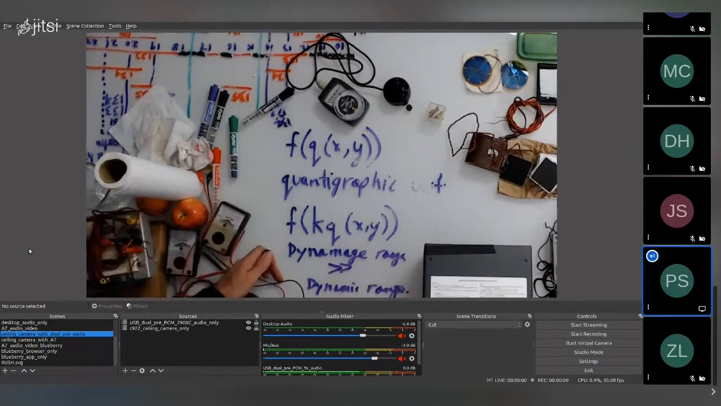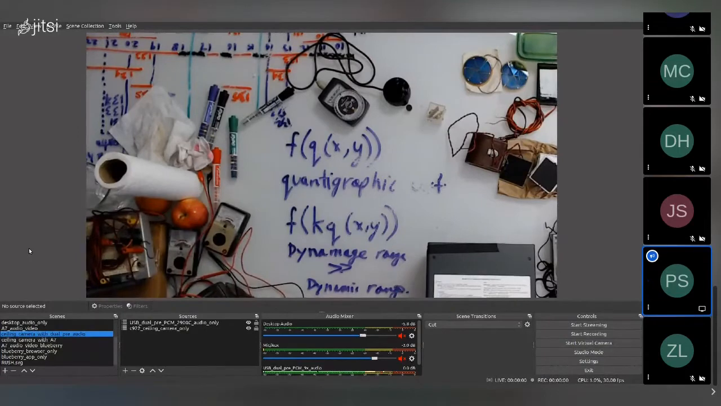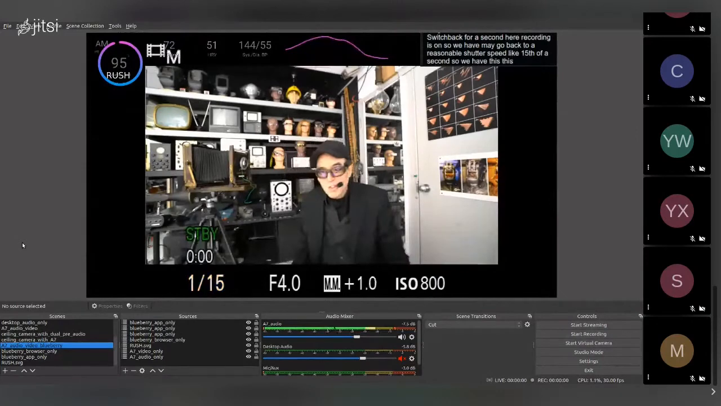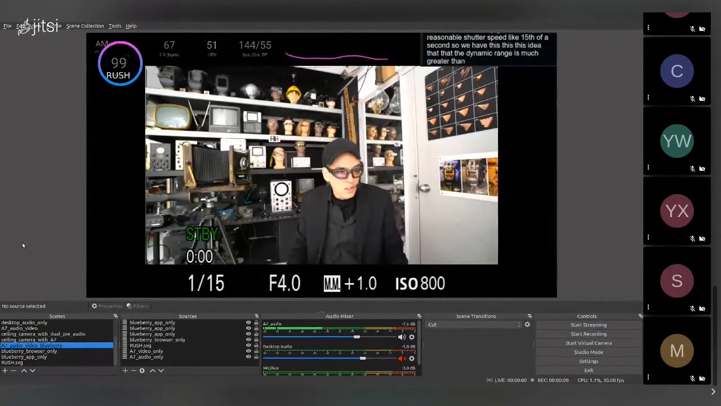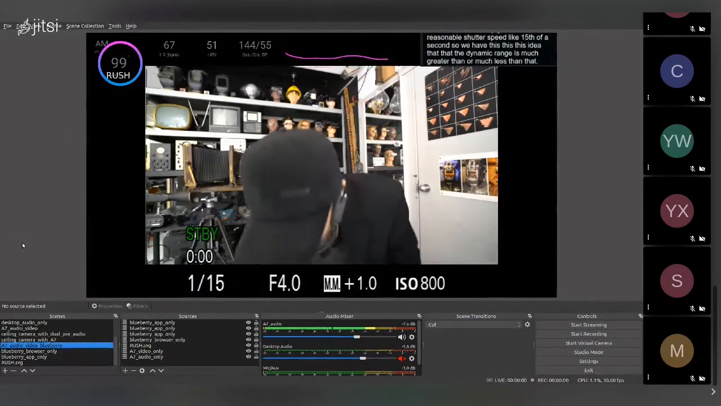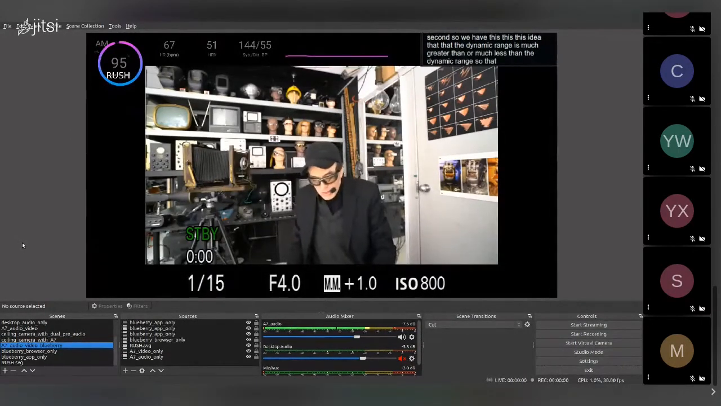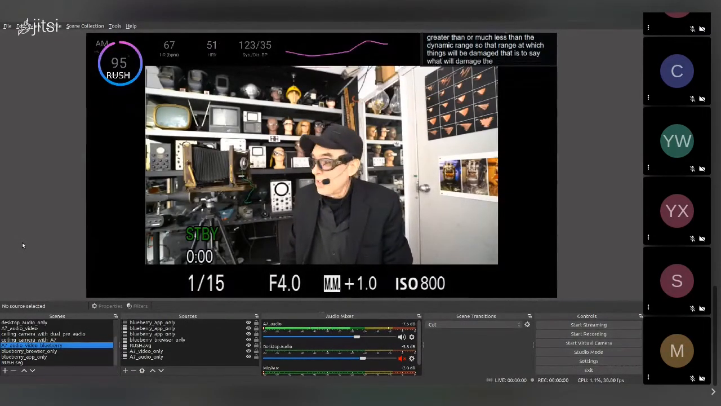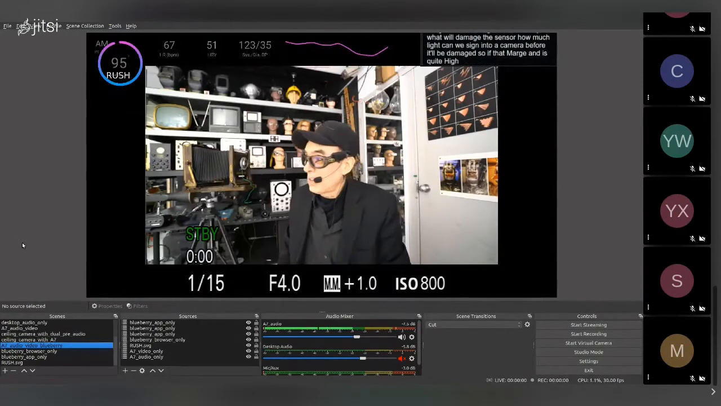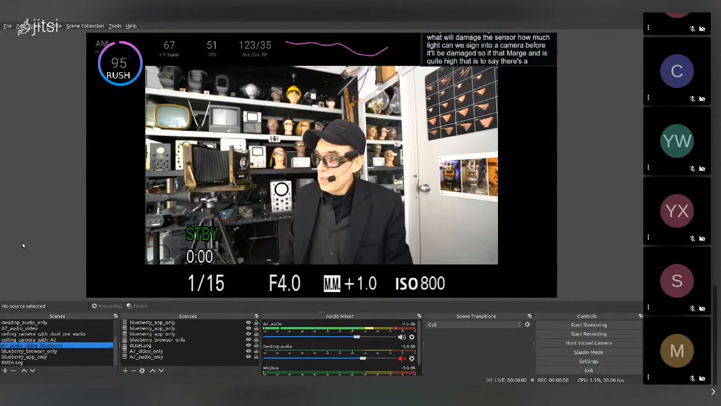That is to say, we can massively overexpose something. So we have this idea that the margin is much greater than the dynamic range. So the range at which things will be damaged, that is to say, what will damage the sensor? How much light can we shine into a camera before it'll be damaged? If that margin is quite high, the image will all white out and be useless before the camera's damaged.